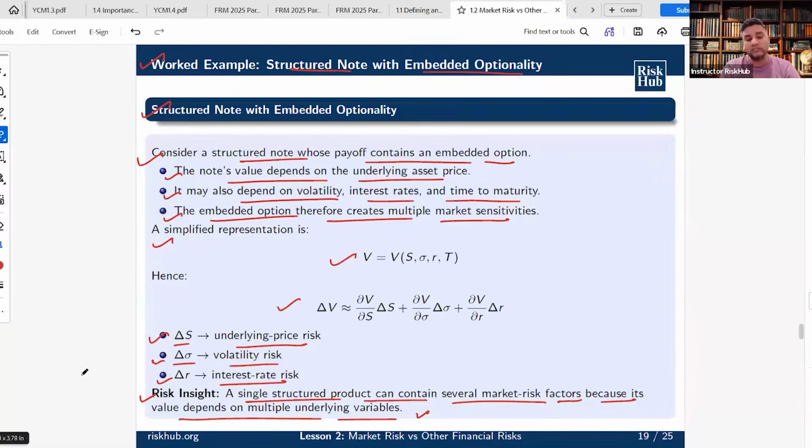Where it is used, these partial derivatives are the Greeks. The S term is delta, the sigma term is vega, the R term is rho. Sensitivity-based VaR and sensitivity-based capital charges are built directly on this expansion, and each term is set with a different exponent.